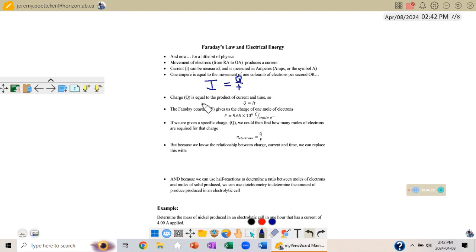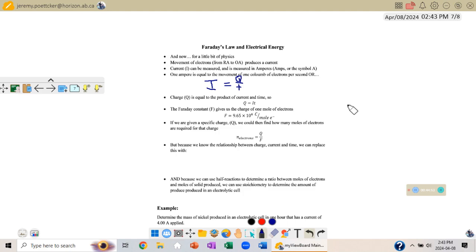All right. Charge, let's use a Q because we've already got an I going on. I think they use a Q because it's quantity of charge. Quantity of charge, or charge, is equal to the product of current and time, which means that Q is equal to It. And if we want to know about the charge of electrons, let's think about electrons. Well, the Faraday constant. I should tell you a little bit about Michael Faraday.